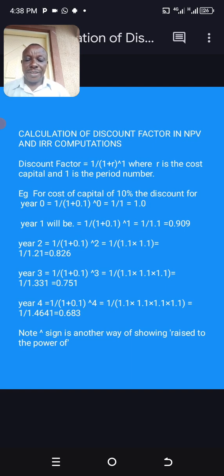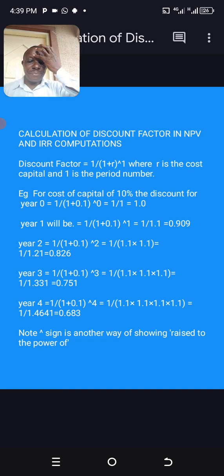Now, let's go over to year 3. When we apply the formula, we have 1 over (1 plus 0.1), then raised to the power 3. This will be equal to, just as we have said before, 1.1 in 3 places. That's 1.1 times 1.1 times 1.1, all under 1. So this will give us 1 over 1.331. And the answer will now be 0.751 as discount factor for year 3.